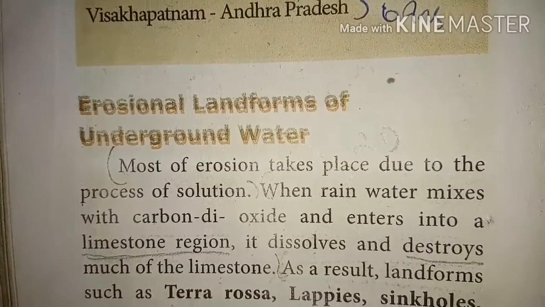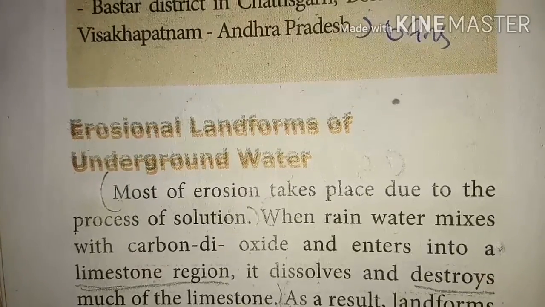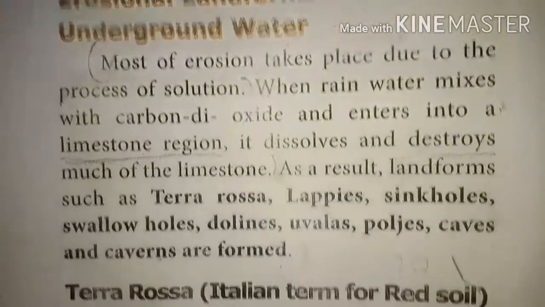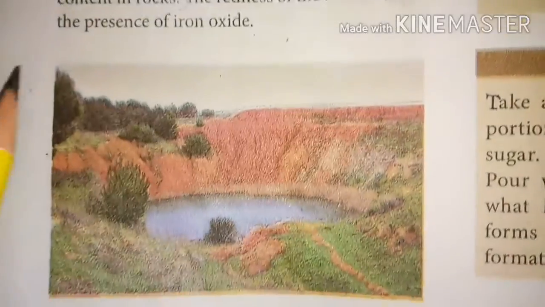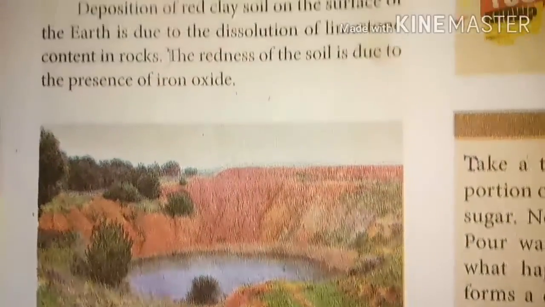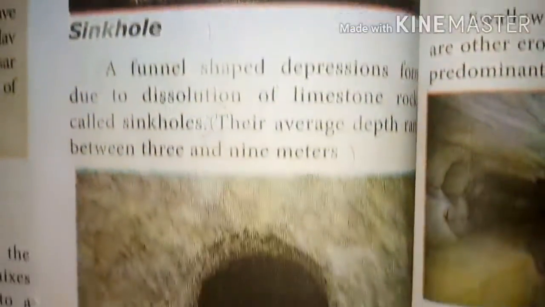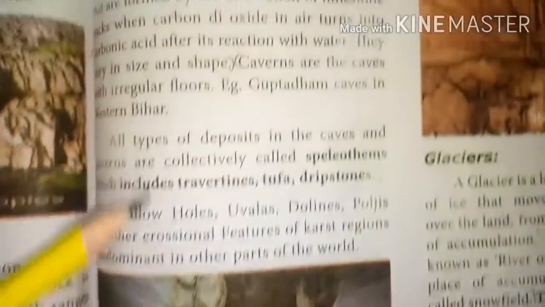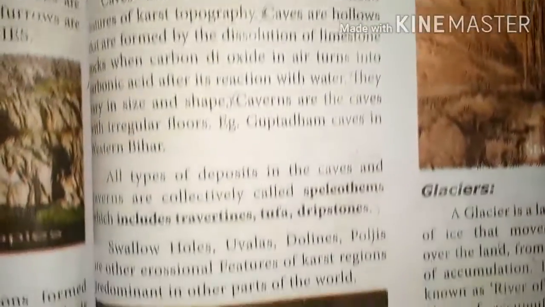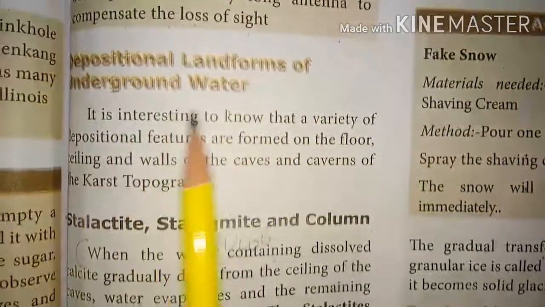Let us recall the Karst Topography. Erosional landforms of underground water: terra rosa, this is a landform created by the underground water, and lapis, sinkhole, caves and caverns. Then depositional landforms of underground water: stalactite, stalagmite, and columns.